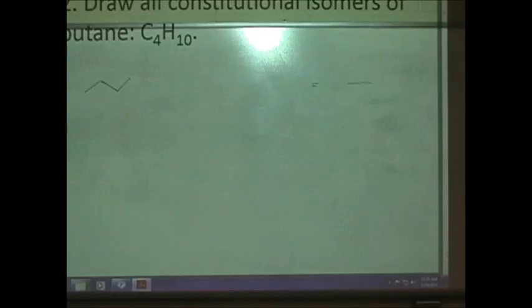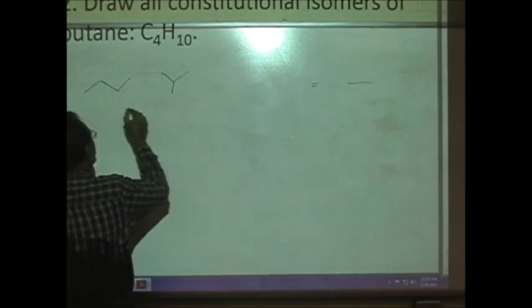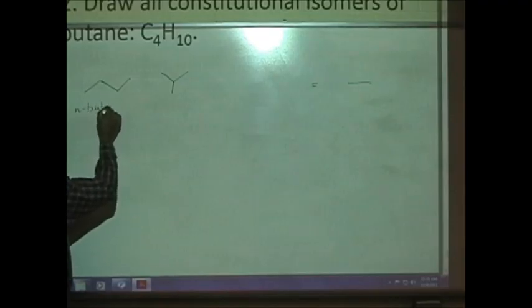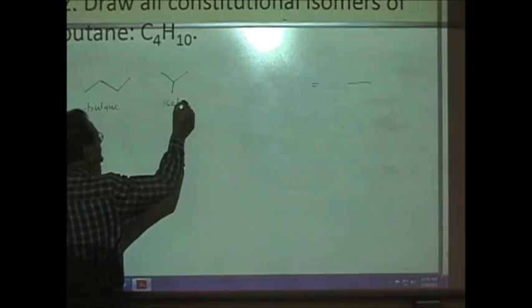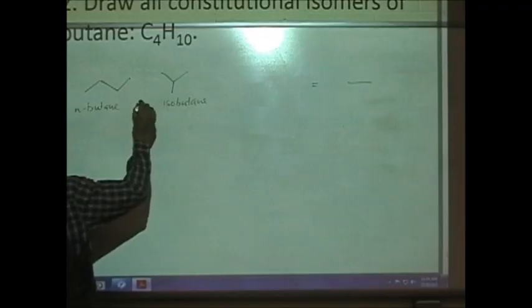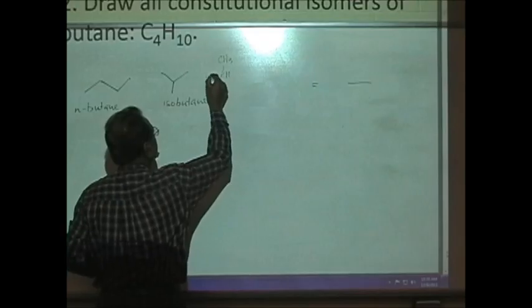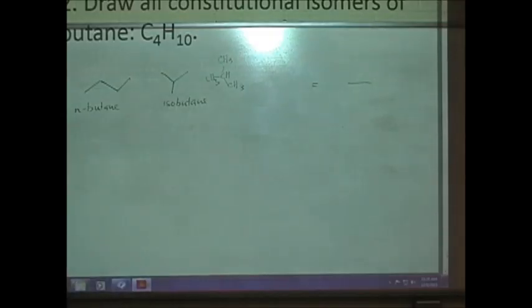Okay, now I'm going to draw for this. This is butane, n-butane or normal butane. And that is going to be isobutane. Okay, now you can draw your formulas here as well, like that. Remember, we got the isobutyl group out of this, or the tertiary butyl group, right? Okay.